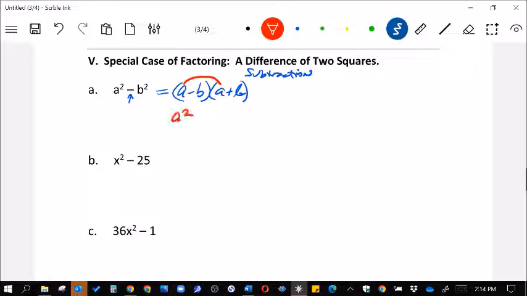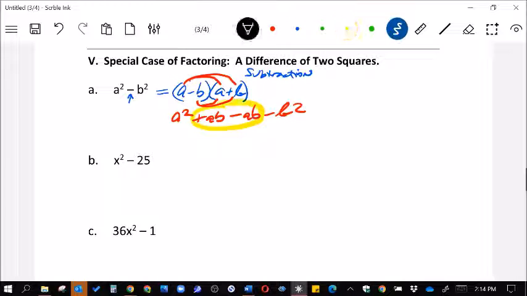A times a is a squared. A times b is plus ab. Negative b times a is negative, and it doesn't matter when you multiply which one comes first. And then we get negative b squared. Look at that, where these two will go away. They cancel out. And so we get a squared minus b squared. So whenever you see an a squared minus b squared, immediately you use that formula. Just memorize it, and you'll see it makes sense.